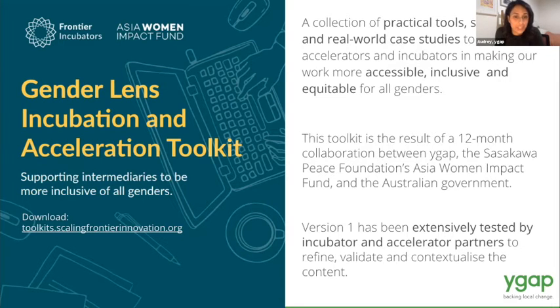It was developed in partnership with the Sasakawa Peace Foundation, which is a private foundation out of Japan, and with the Australian government as well. It was launched at AVPN earlier this year, and it's a collection of practical tools, strategies, and real-world case studies to support accelerators and incubators in making our work more accessible, inclusive, and equitable for all genders.